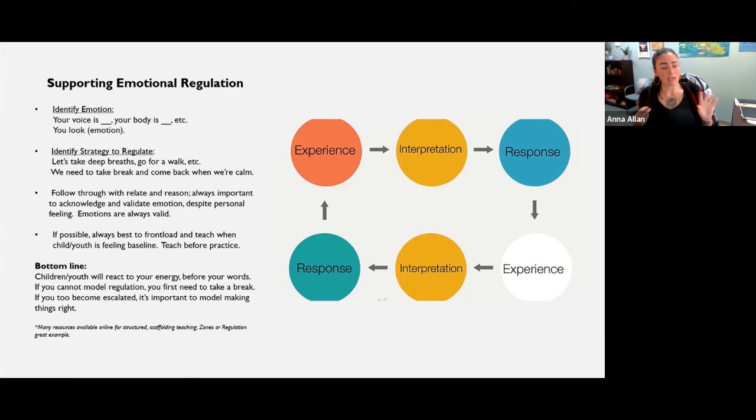And again, it's always super important to acknowledge and validate the feeling that our kiddos are going through, even if we don't understand it, even if we don't agree with it. That human experience is emotion, right? So we always want to acknowledge that emotions are valid.